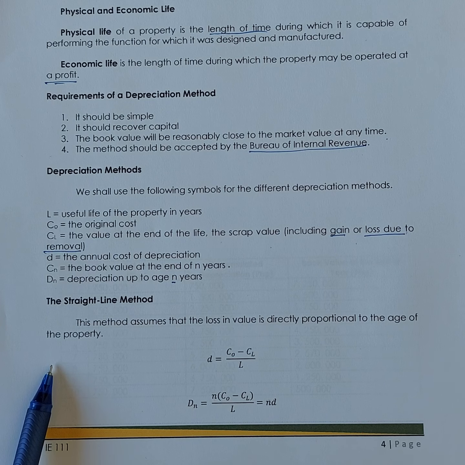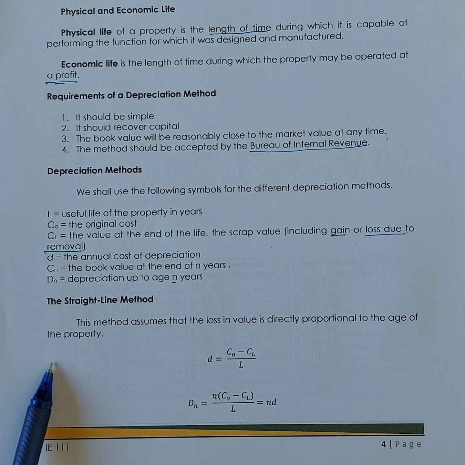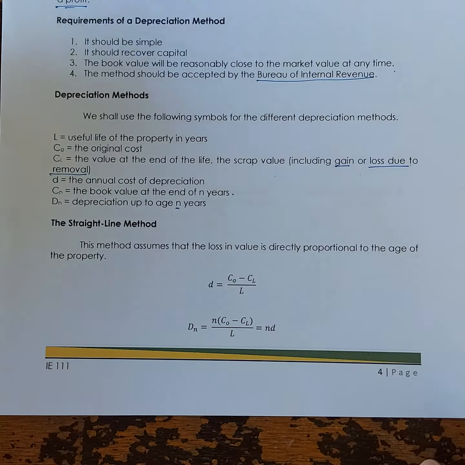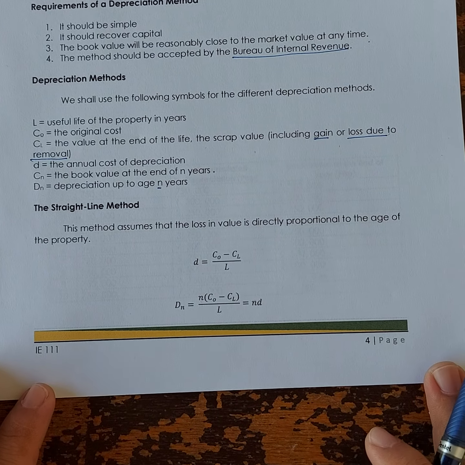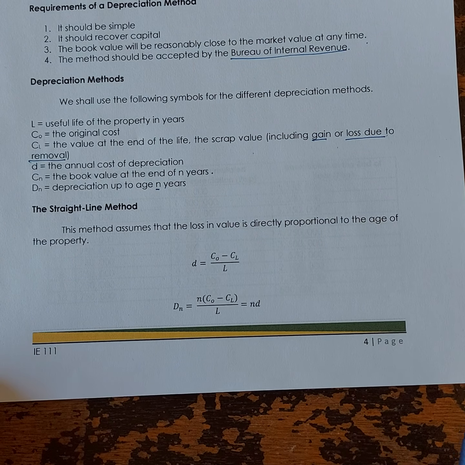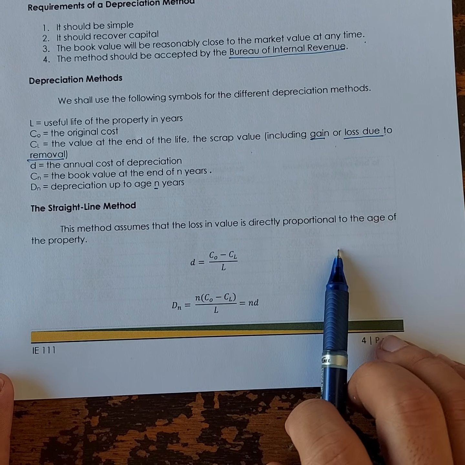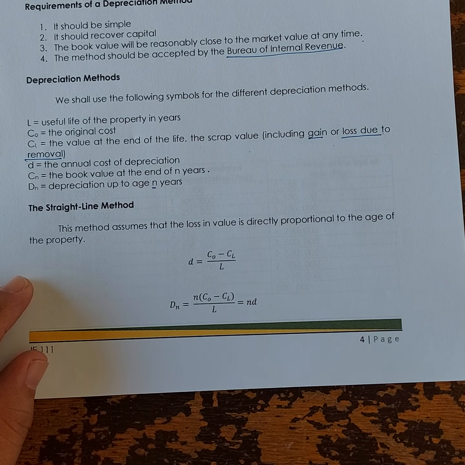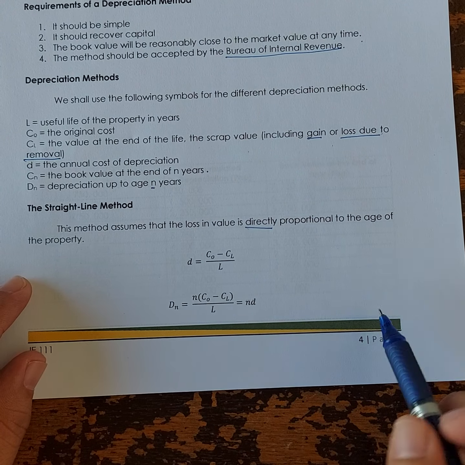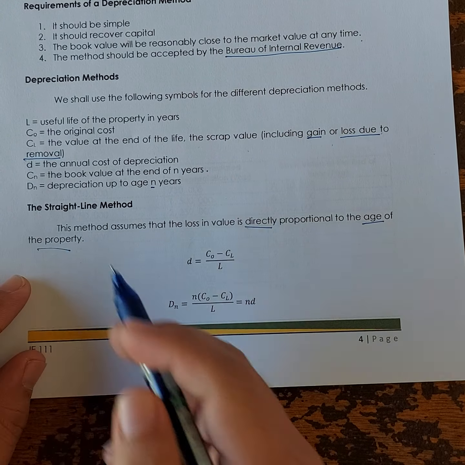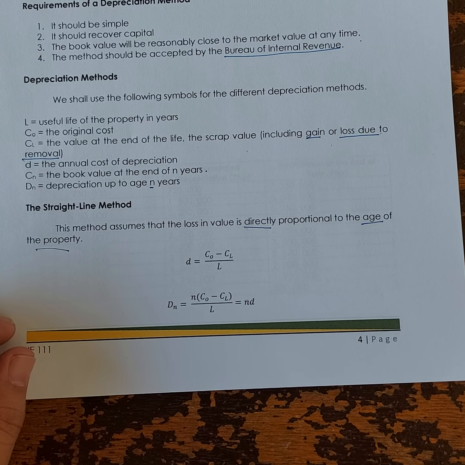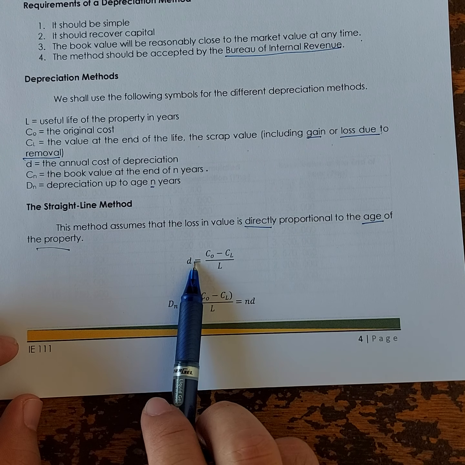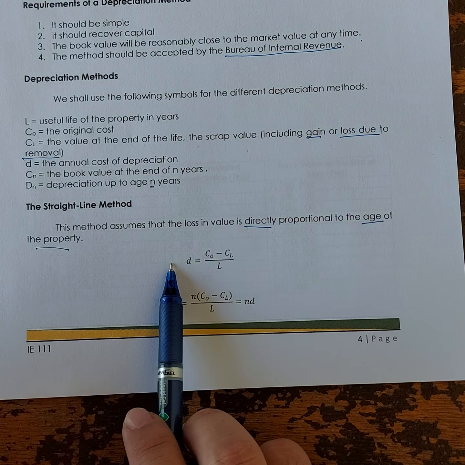Okay, so the first method is the straight line method. I think this is the simplest method, no, in computing depreciation. So this method assumes that the loss in value is directly proportional to the age of the property. So there is a direct relationship between the age and the property. Okay? So that we compute for the depreciation, ganito lang kasimple yung depreciation using straight line method.